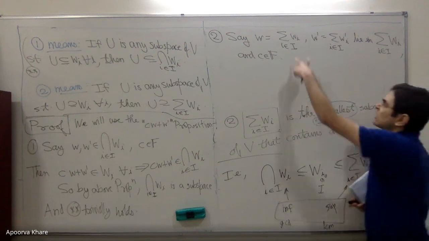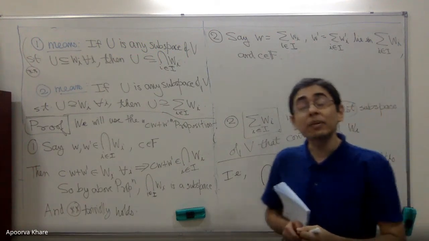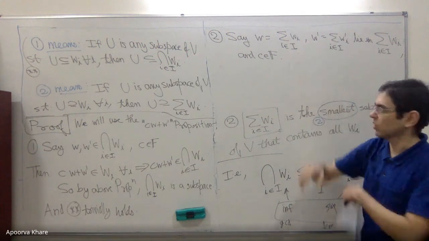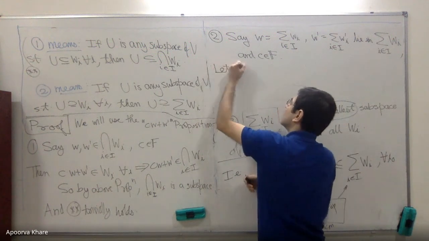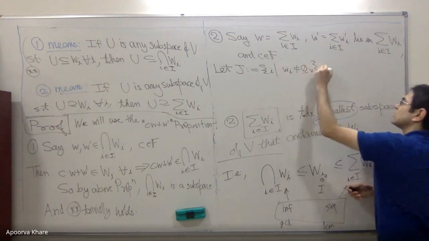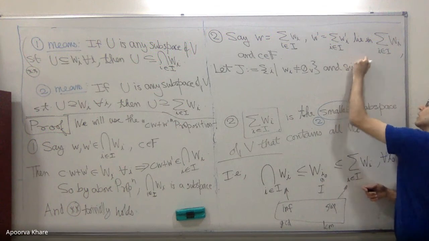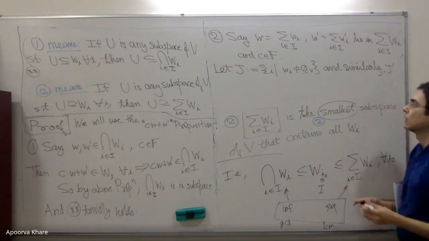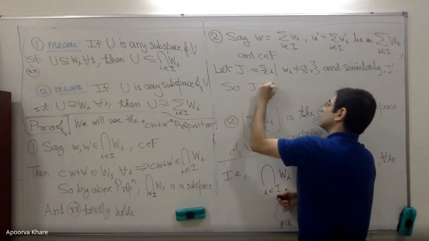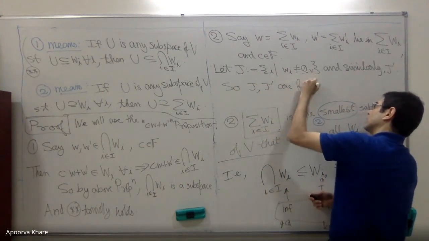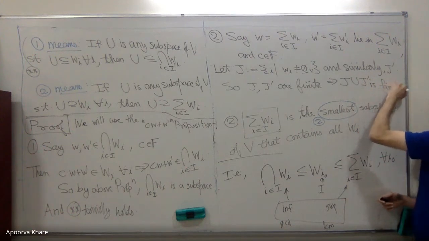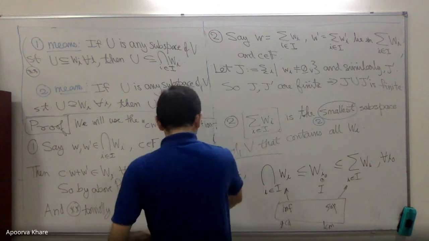Let me just record some data. As I said, at most finitely many terms are nonzero. So let us denote by capital J the subset of these i for which Wi is nonzero, and similarly J prime. These are both finite sets because that's the definition of W and W prime. So J and J prime are finite, which means that J union J prime is finite. The union of two finite subsets of I is still a finite subset of I.